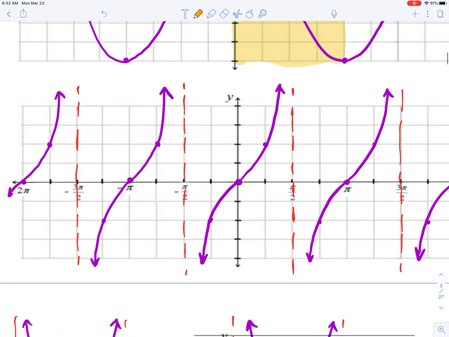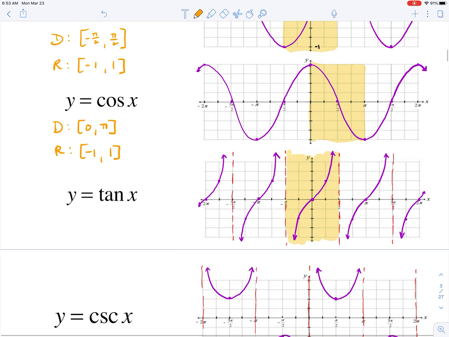Tangent is pretty easy to see. Tangent, just between negative pi over 2 and pi over 2, which actually ends up being one period of tangent. Tangent over one period is 1-to-1. So the restricted domain for tangent will be from negative pi over 2 to pi over 2. Notice that at negative pi over 2 and pi over 2 there are vertical asymptotes, because remember, tangent is undefined at negative pi over 2 and pi over 2. So we will use parentheses to represent the restricted domain for tangent, and the range is all real numbers.